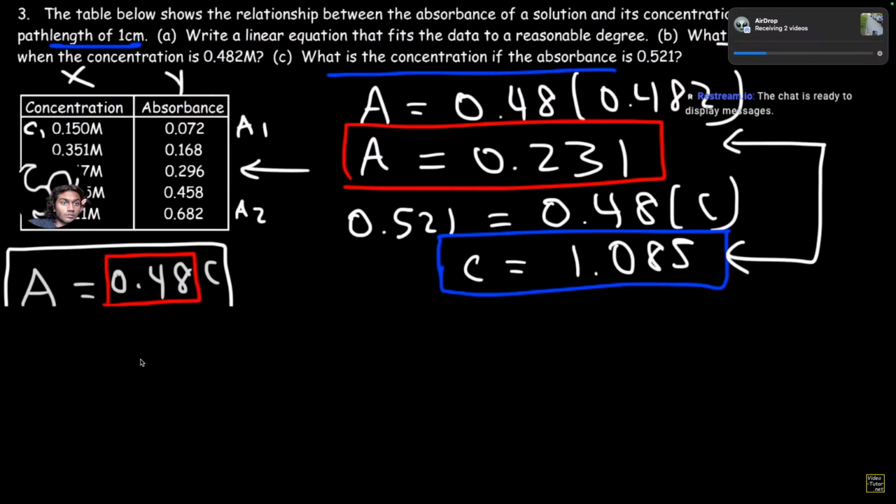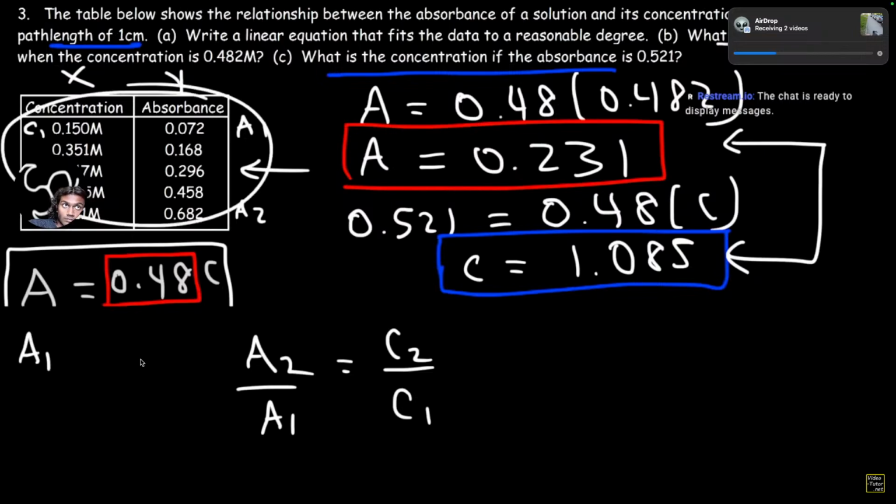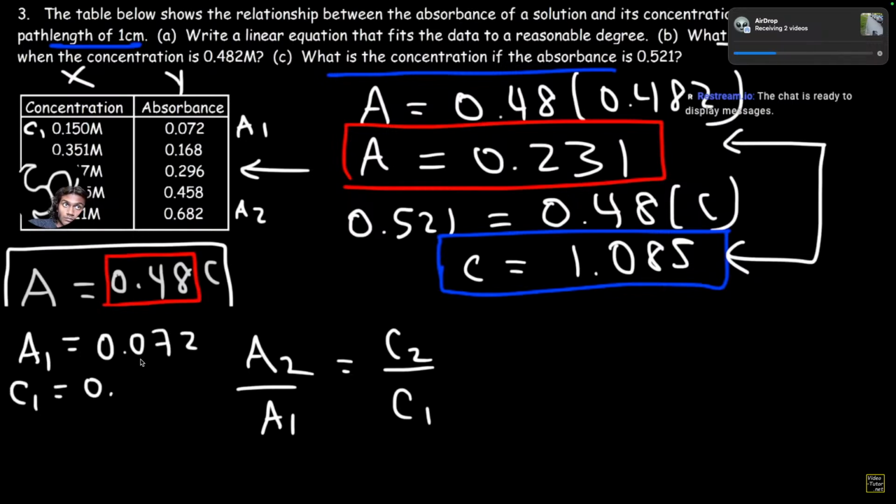So let's go back to this problem. The formula that you want to use is this equation. A2 divided by A1 is equal to M2 divided by M1, or C2 over C1. The concentration and the absorbance are proportional. Now, A1, you could use any one of these points, but I'm going to choose A1 as the first one, 0.072. And C1 is going to be 0.15, so that's not going to change.